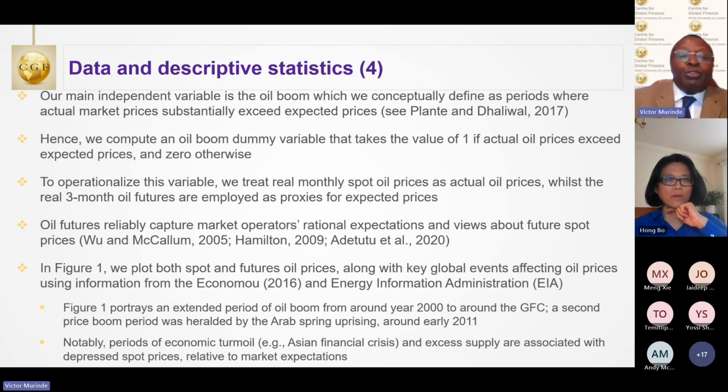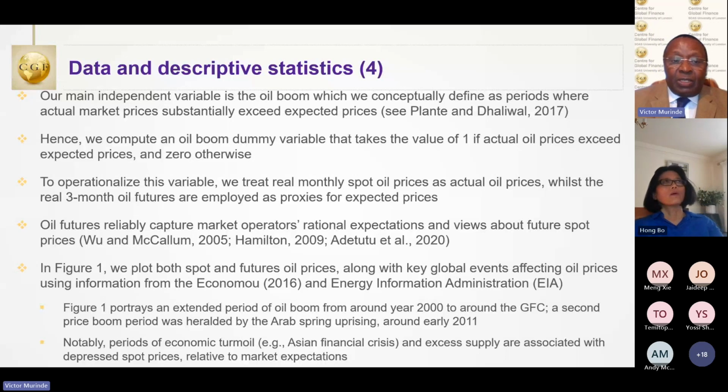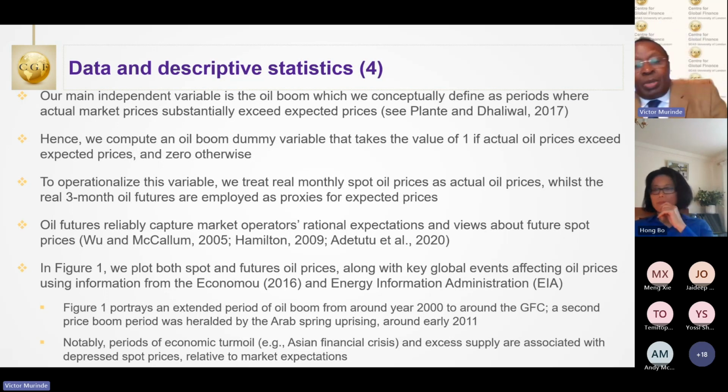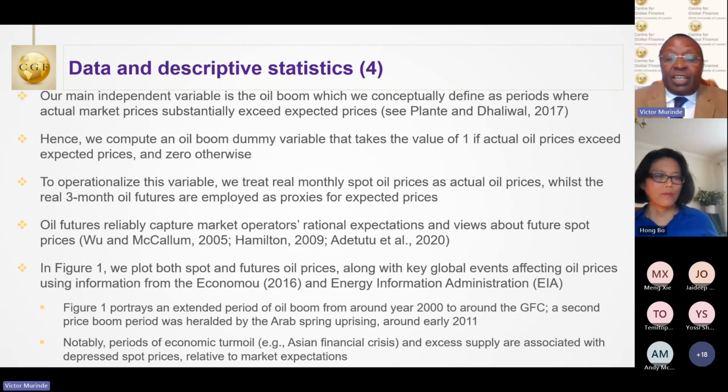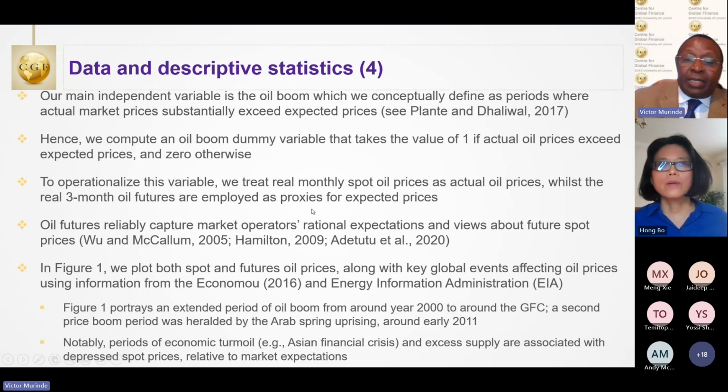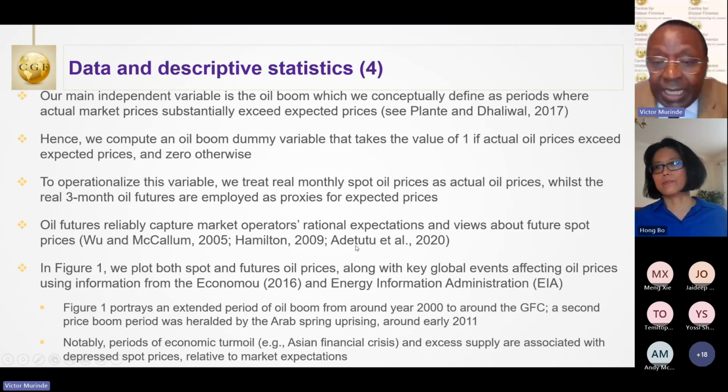Whereas the real 3-month oil futures are employed as a proxy for expected values, just to distinguish between our spot and expected values. And we base this on the literature, whereby oil futures reliably capture market operators' expectations and also their views about future spot prices. This was documented in the literature by a number of papers, including our recent paper in Economics Letters in 2020.